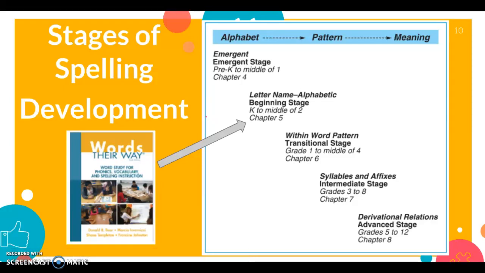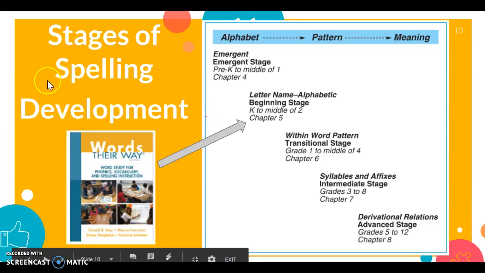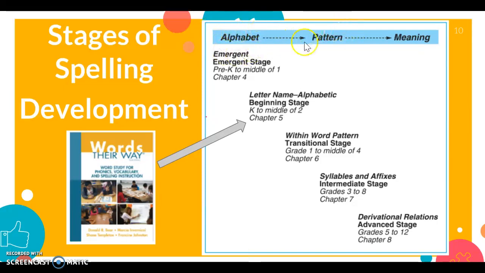Welcome to the second video of your Words Their Way professional development. In the last video, we left off with talking about the three layers of orthography in our English language. Those three layers were alphabet, pattern, and meaning.